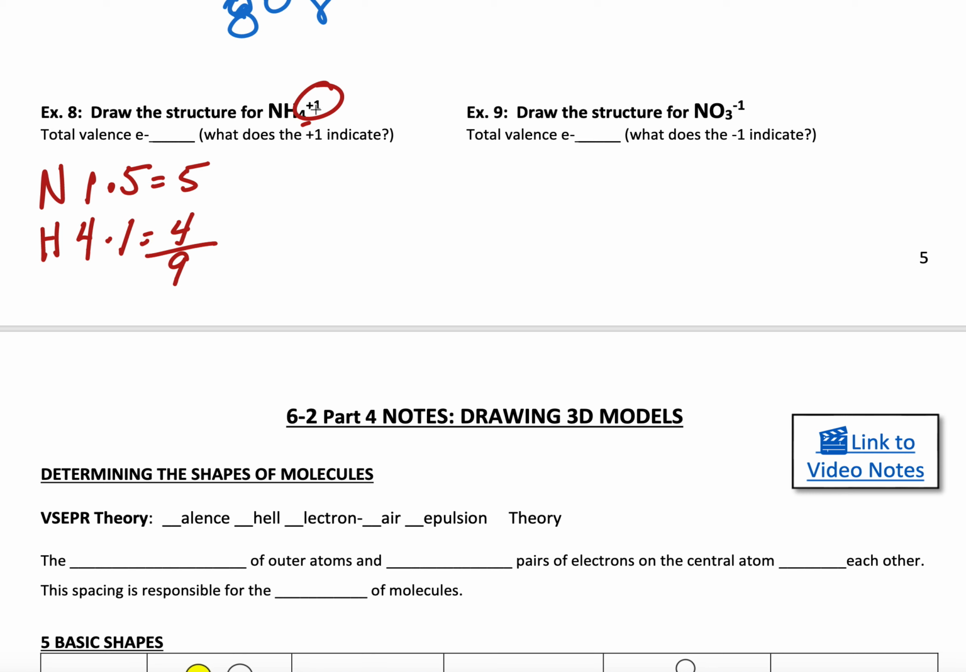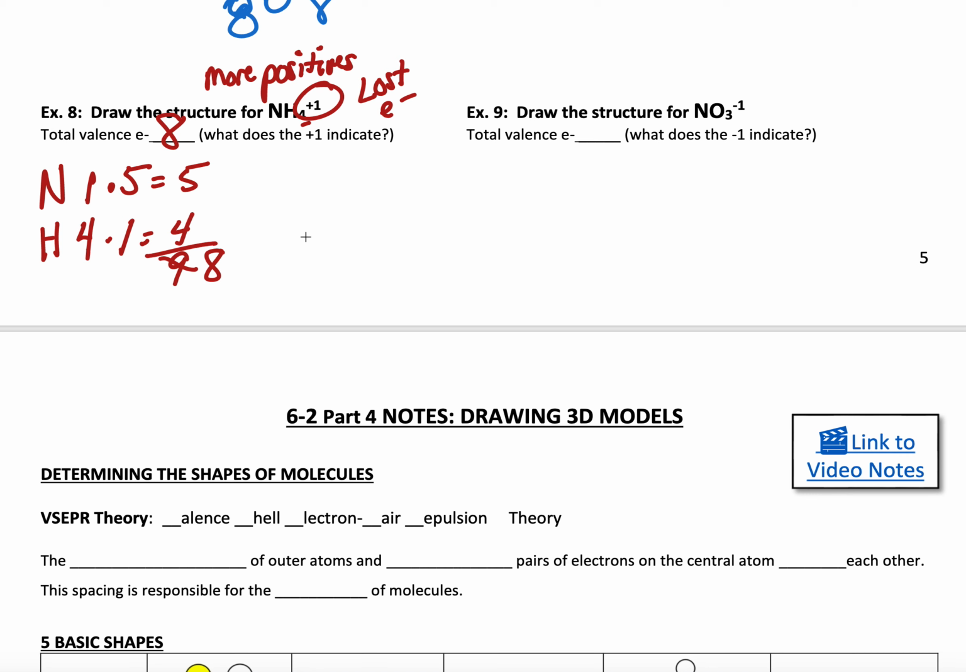Now think about it. If you have a positive charge, that means you have more positives than negatives. Well, why do you have more positives than negatives? Because you lost an electron. You lost a negative. So this 9 is going to lose an electron. It's going to go down to 8. That's what causes that +1 charge to happen. So now we have 8 electrons.